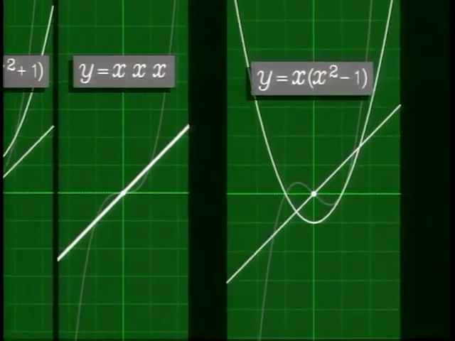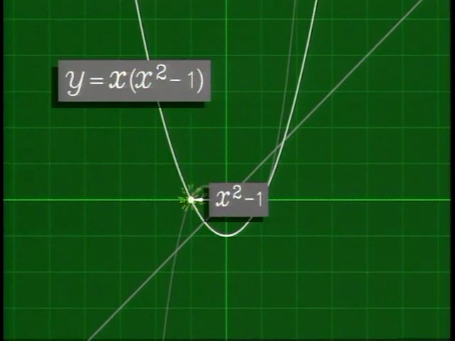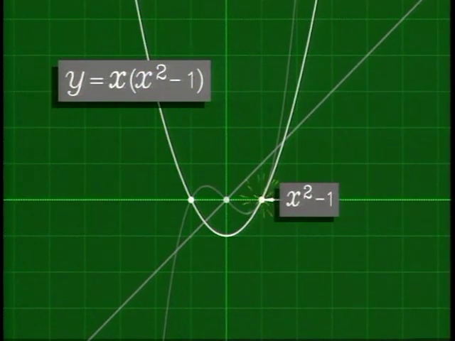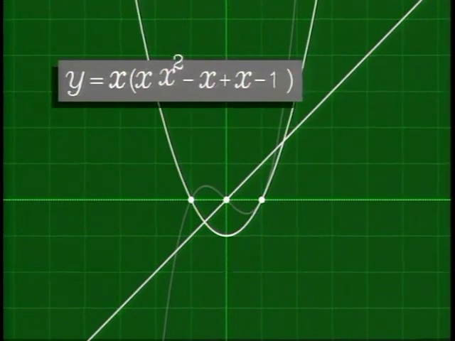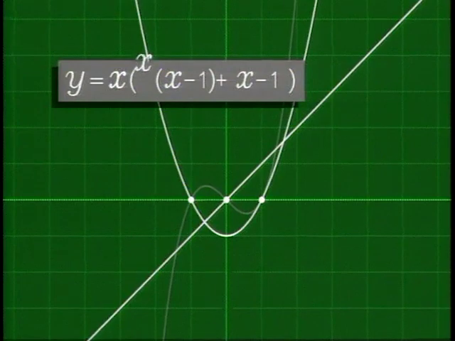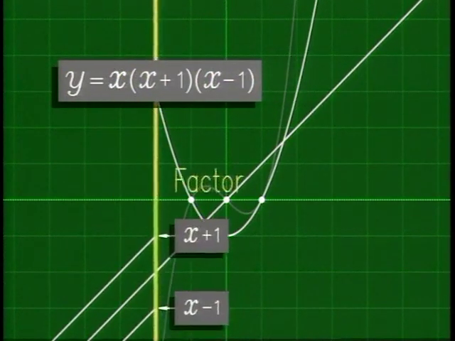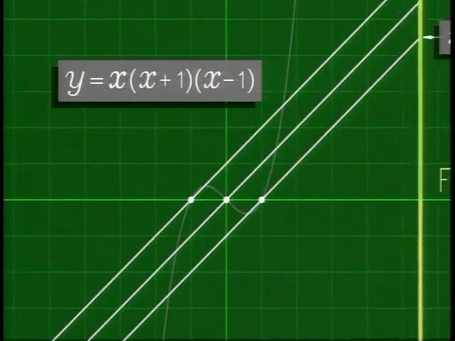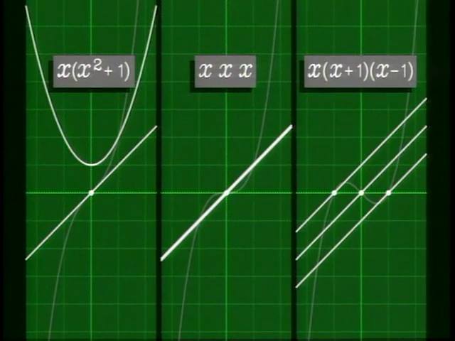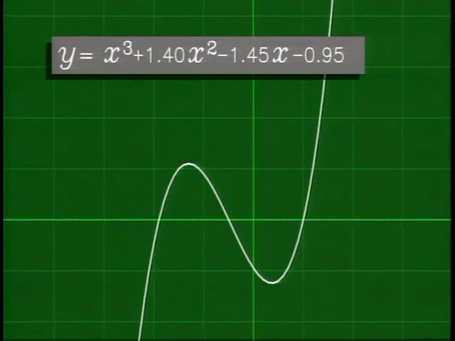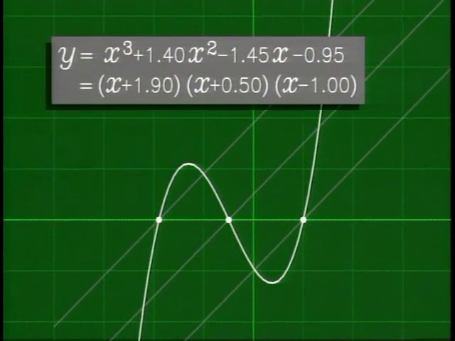Finally, in this example, the quadratic part has two distinct zeros, so it can be split into two linear factors. And we see that the cubic is a product of three linear factors and therefore has three zeros, one for each linear factor. This is what a cubic looks like if the three zeros are distinct, no matter how far apart they are.